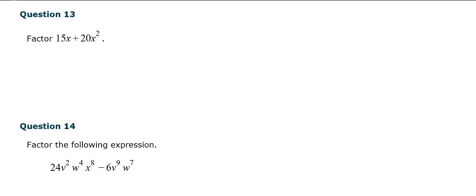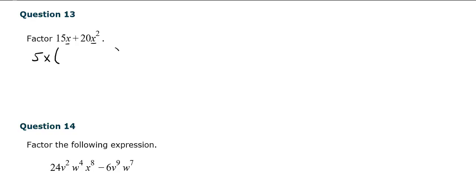Factor 15x plus 20x squared. So again, we're just factoring these particular problems by removing the greatest common factor. So the highest value or greatest common factor of 15 and 20 is 5. And remember, when we have variables, if it's present in both, we remove the one with the smallest exponent, which in this case is x to the first.